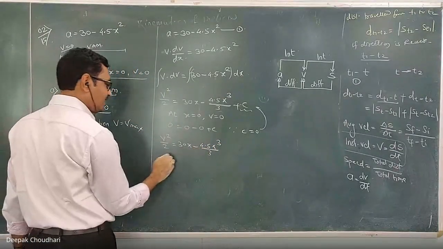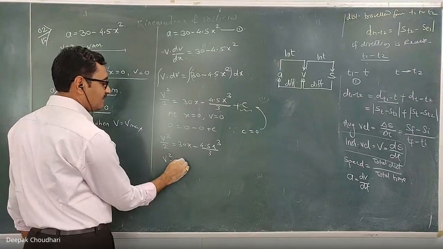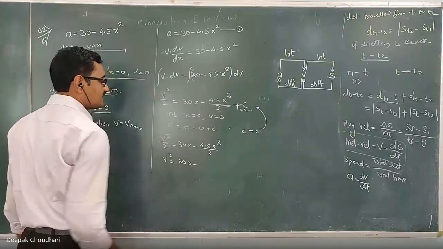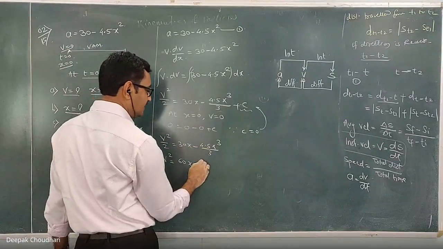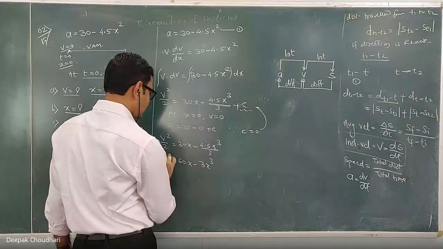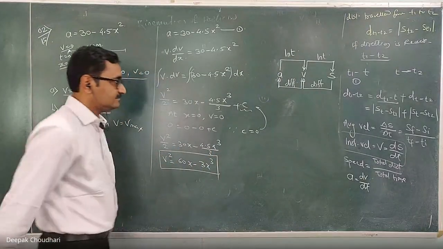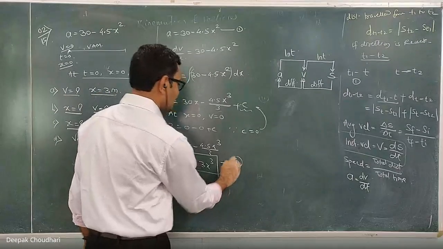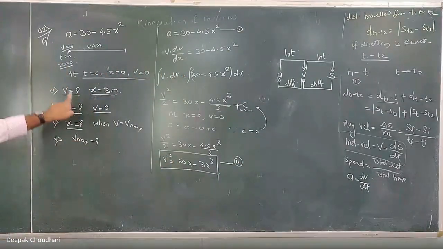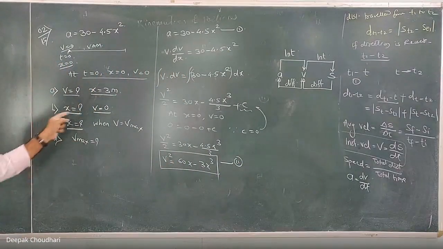If you want to simplify, take the 2 to the other side. So v square equal to 60x minus 9 by 3, it is 3, so that is 3x cube. This is the equation of velocity. See it as equation number 2. We got the velocity as a function of displacement, from which we will get the first answer, and even the second answer will be found.